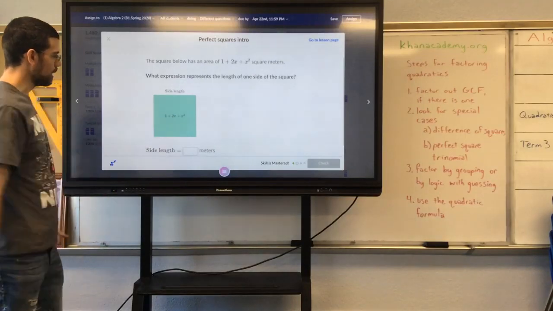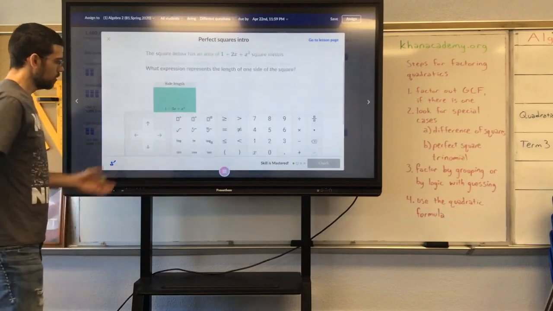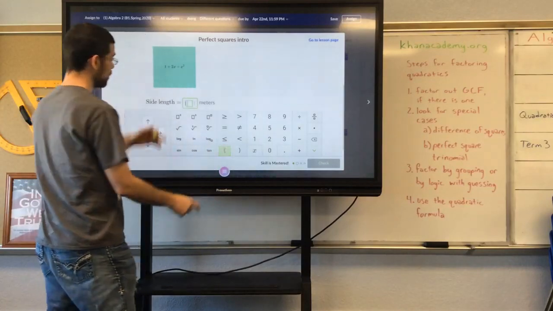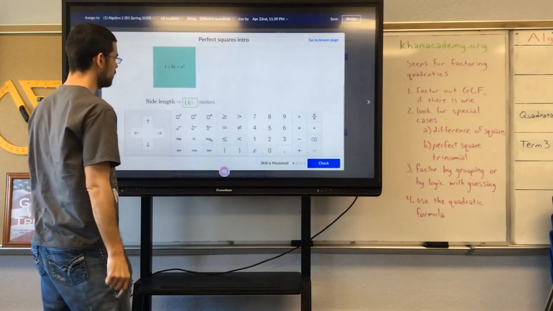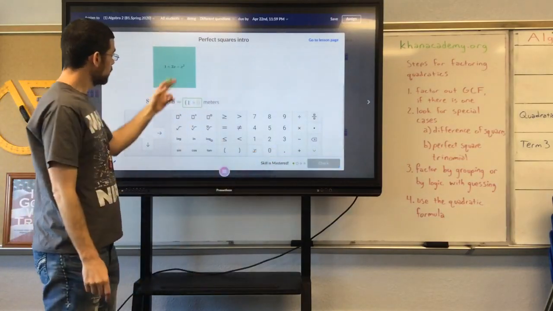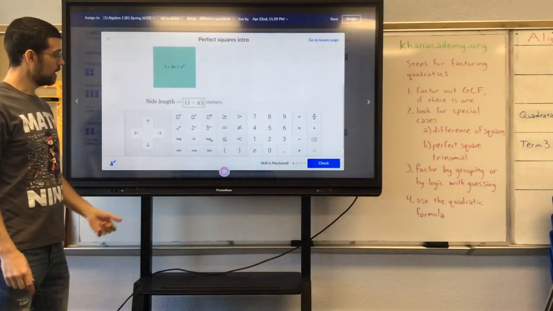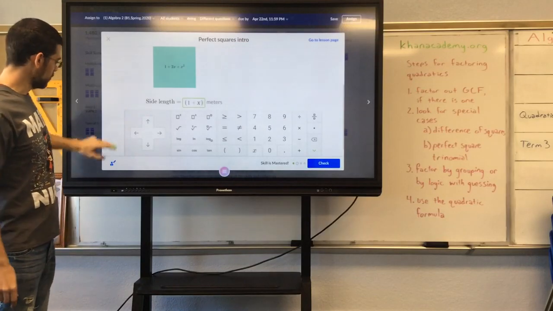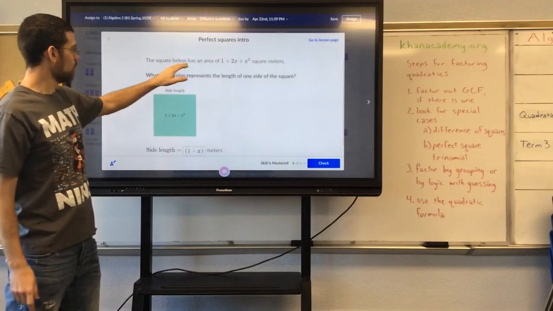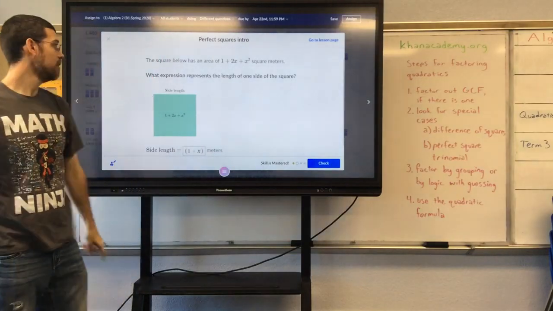All right, so here we have a square. It's got 1 plus 2x plus x squared, and we just discovered that the factors of a perfect square trinomial are going to be the square root of the first term, 1, the sign of the middle term, plus the square root of the second term, x. The square root of x squared is x. So the side length, now be careful in these problems. The square below has this area. What expression represents the length of one side of the square?